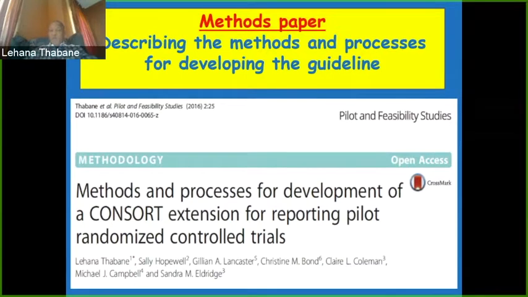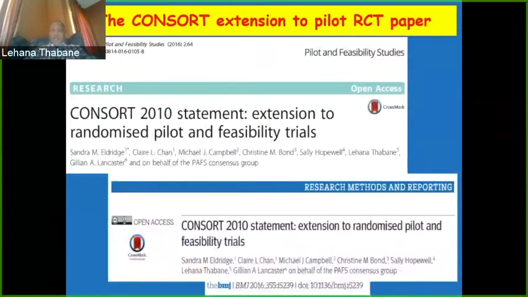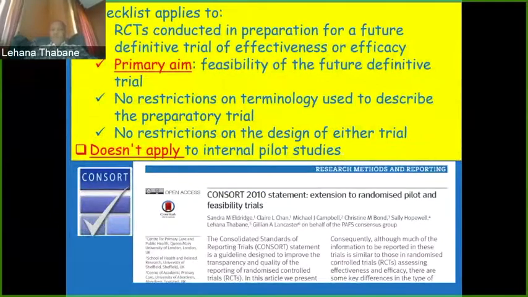You can see that this paper came out in 2016, but we had gone through a lot of process trying to develop this guideline. The guideline itself was also published in 2016 in BMJ, and we also published in Pilot and Feasibility Studies at the same time, and I'll come back to that journal in a minute. So this checklist focused primarily on feasibility randomized control trials or randomized control feasibility trials. And it does not apply to internal trial pilots, nor does it apply to non-randomized studies.